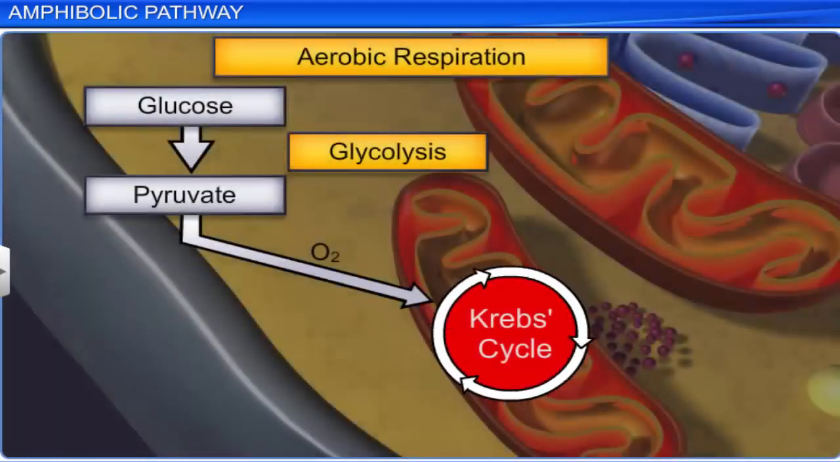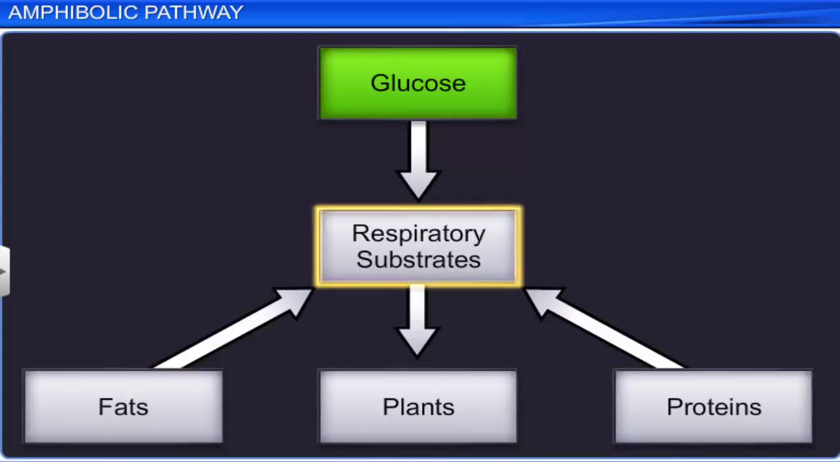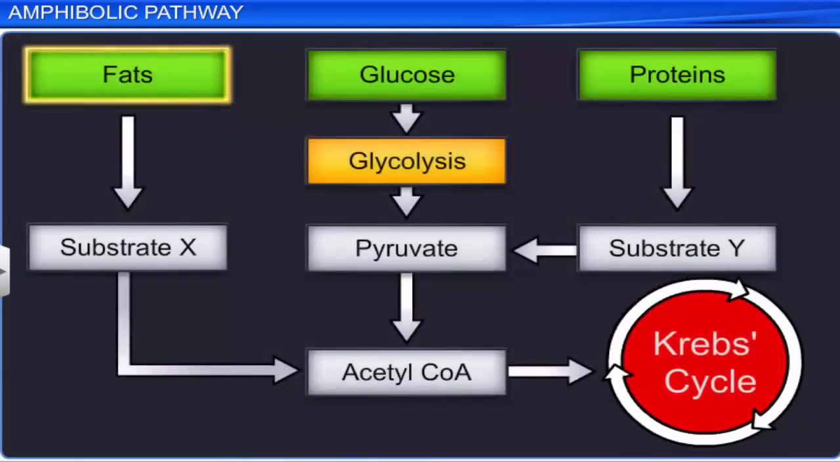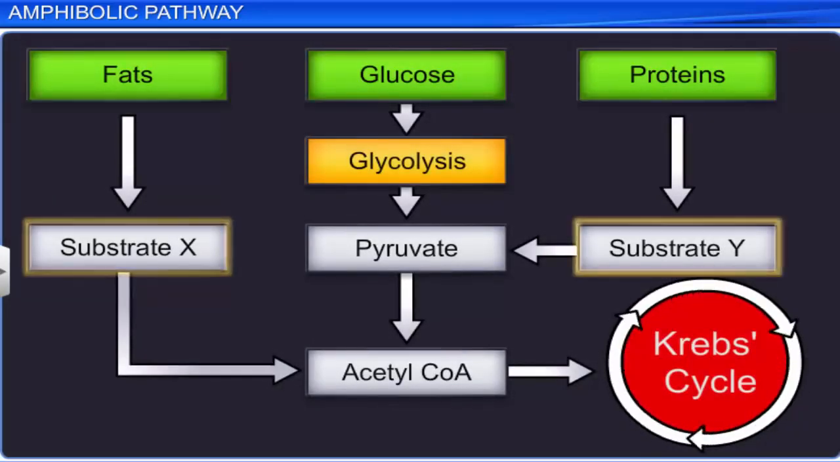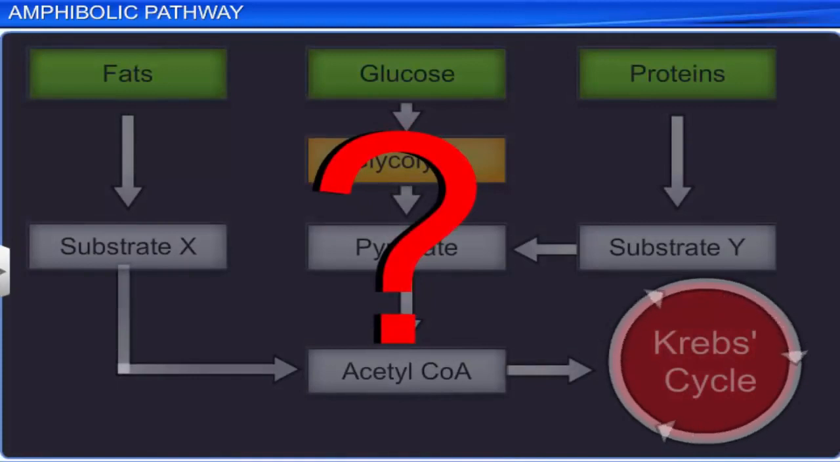So far, we have seen how the glucose substrate is oxidized during glycolysis and observed the Krebs cycle during aerobic respiration. But plants also use substances such as fats and proteins as respiratory substrates. Though pure fats or proteins cannot be directly used as substrates, they can enter as intermediary substrates of glycolysis and the Krebs cycle. Now, let's see how fats and proteins are utilized as respiratory substrates.